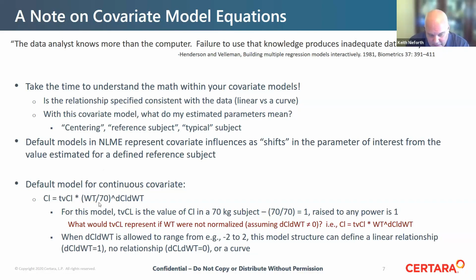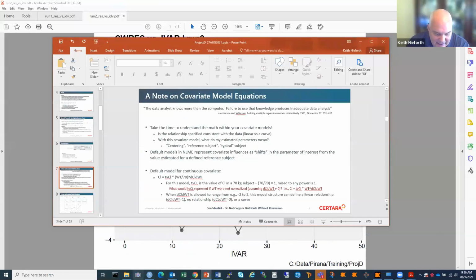The other cool thing, and one of the reasons it's selected as a default model, is because when dCLD weight is allowed to range from, for example, -2 to 2, this model structure can define a linear relationship, no relationship, or a curve. And it's easy to see that.